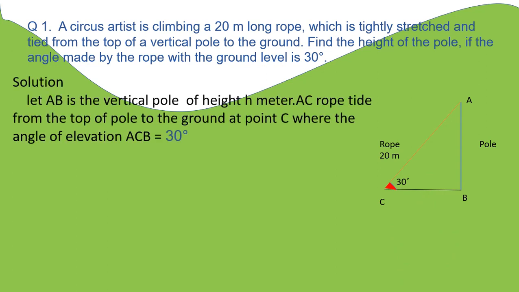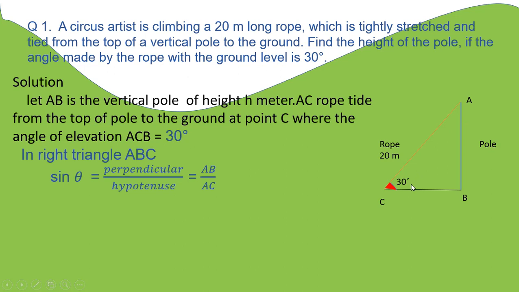So, the angle of elevation, angle ACB, is given as 30 degrees. Now we have to find the height of the pole. The given value for the right angle triangle is the hypotenuse. So we have to find which trigonometric ratio gives the hypotenuse and the perpendicular. Yes, it is correct. In right triangle ABC, we have sine theta, that is perpendicular upon hypotenuse, and we can say AB upon AC.